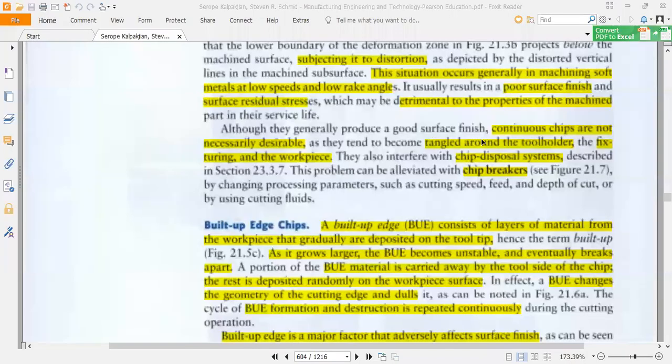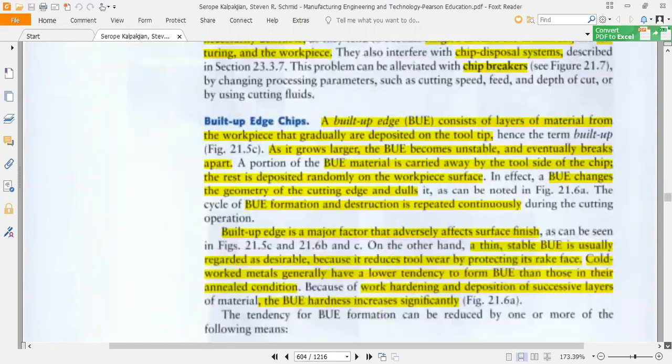Okay, continuous chips are not necessarily desirable because these continuous chips become tangled with the tool holder along with a fixture and the workpiece. So we need a disposal system for these continuous chips. So chip breakers are used nowadays in order to break these chips.